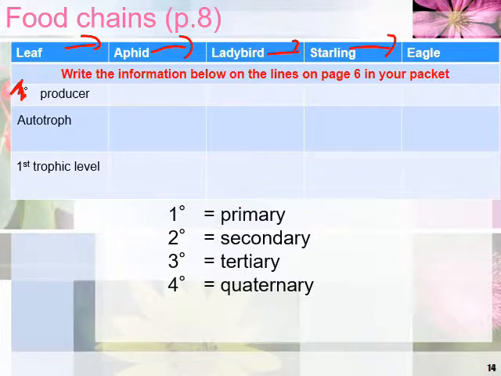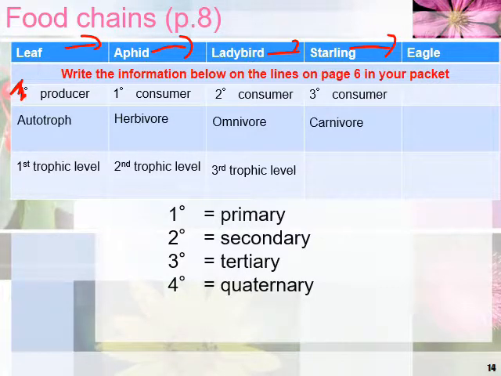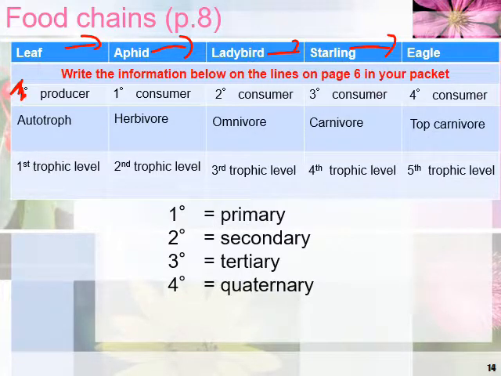All right, so you paused it. Good. So the aphid then would be a primary consumer, and it would be a herbivore because it's eating plant material, and it takes up the second trophic level. Ladybird would be a secondary consumer. Being an omnivore, it would probably be eating both aphids and maybe fruits and berries as well, occupying the third trophic level. Starling would be a tertiary consumer and be our carnivore, and it represents the fourth trophic level. And the eagle would be our quaternary consumer, our top carnivore, and of course would occupy the fifth trophic level.